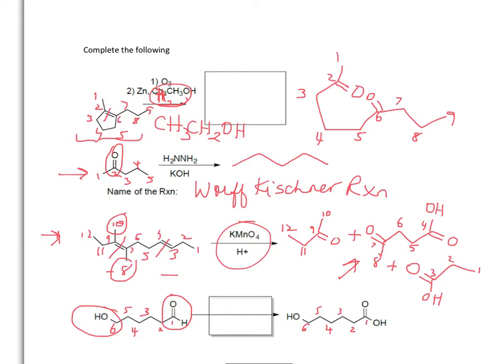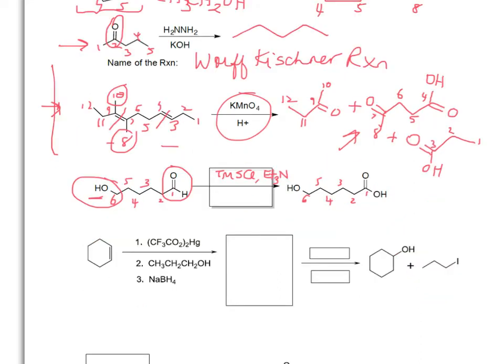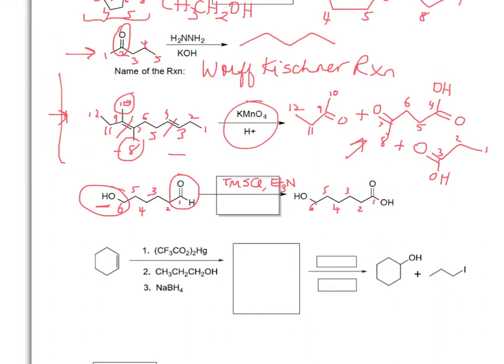So your first step should be to protect that primary alcohol. And the best way to do that is using TMS chloride. So I'm going to use TMS chloride and triethylamine the way we talked about in class. Realize in this case it's going to first give you the OTMS.